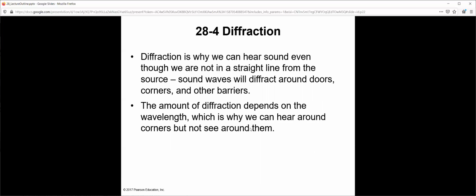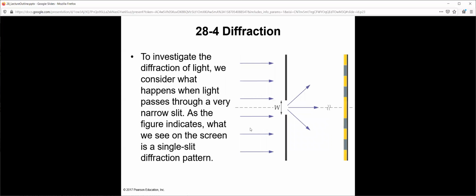The amount of diffraction depends on the wavelength, which is why you can hear around corners but not see around them, right? The sound will bend around corners, but light won't, because of wavelength differences. Sound is a different wavelength than light.